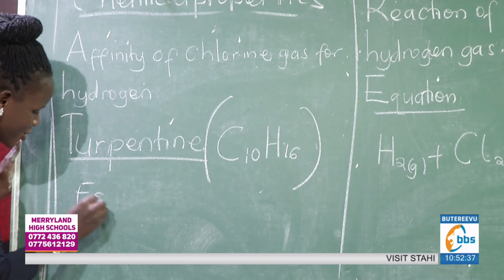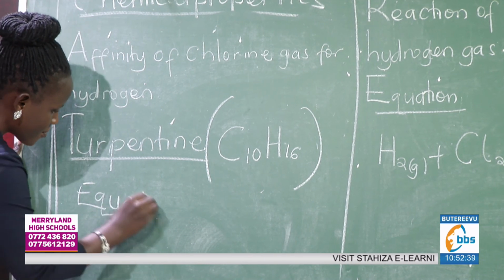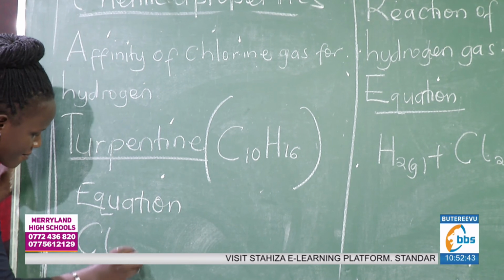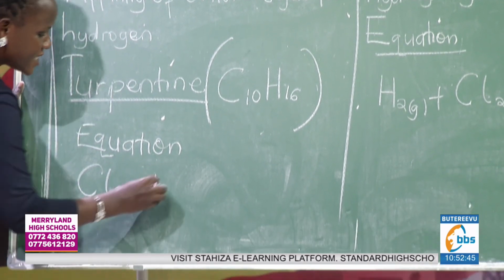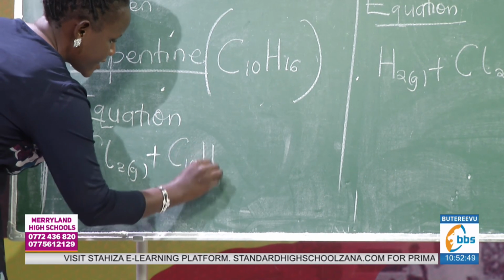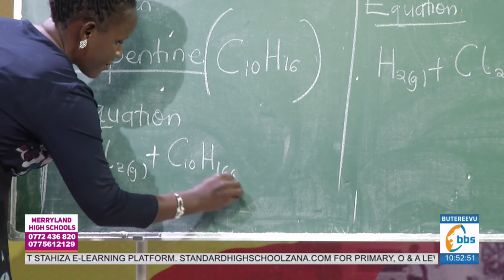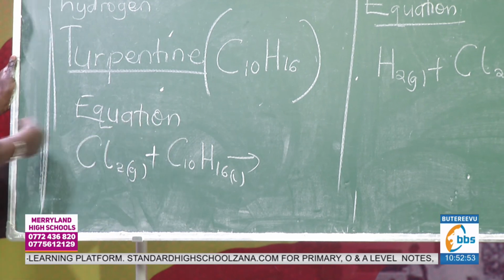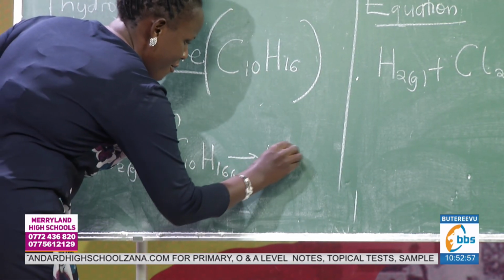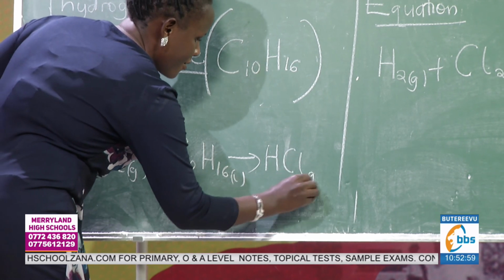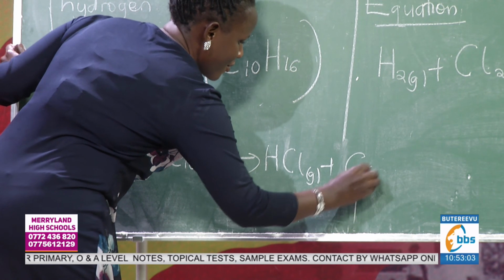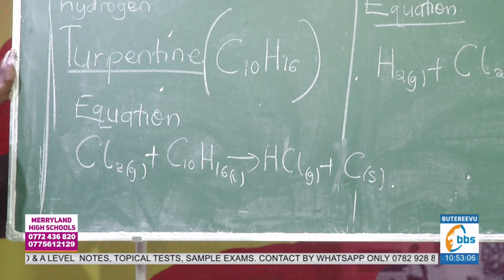What really takes place? That is our equation. We have our chlorine being reacted with turpentine. It has a high affinity for hydrogen, therefore it pulls away the hydrogen and reacts with it. Therefore, what do you form? You form that, plus carbon. How do we balance the equation?